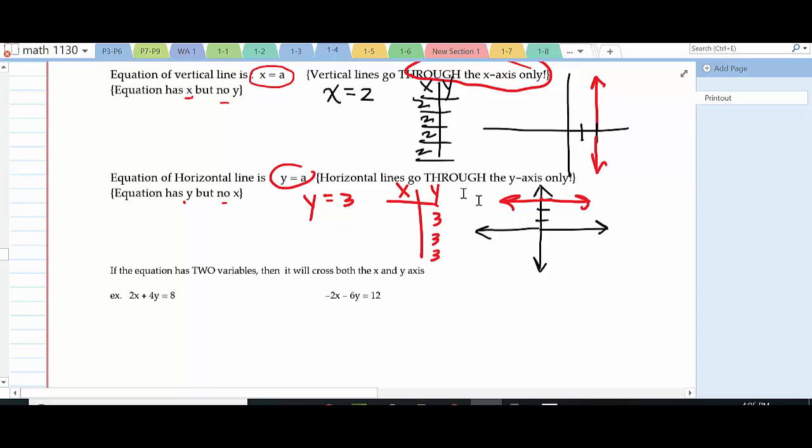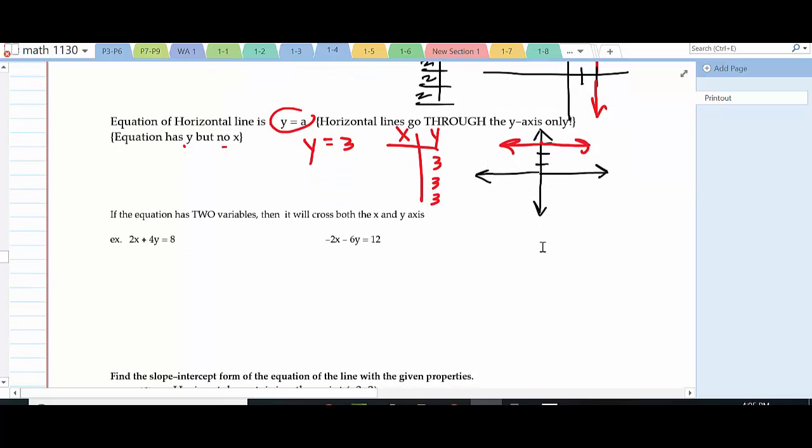Okay. Now the other thing that happens, just trying to help you put a little logic to this, is if it has 2 variables, then it slants. That's going to guarantee that it slants if it has 2 variables. So what we're going to do on this is these have got 2 variables. I'm going to go through and show you how to find the intercepts in your head.